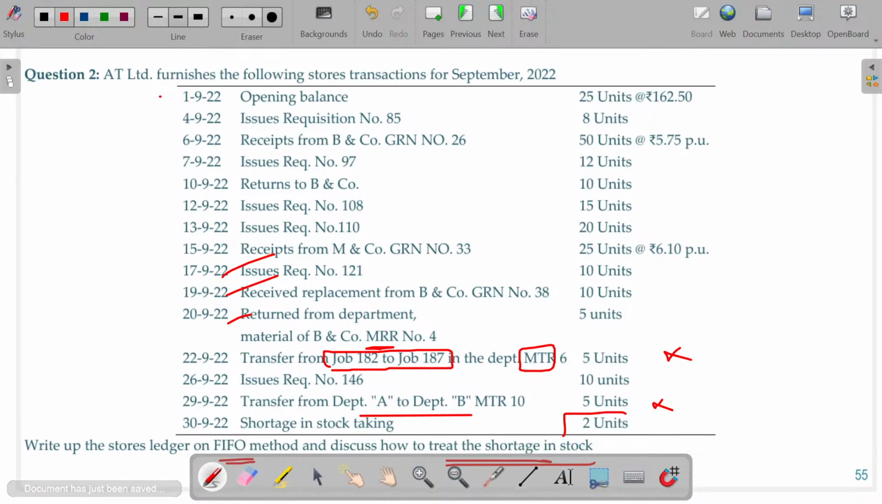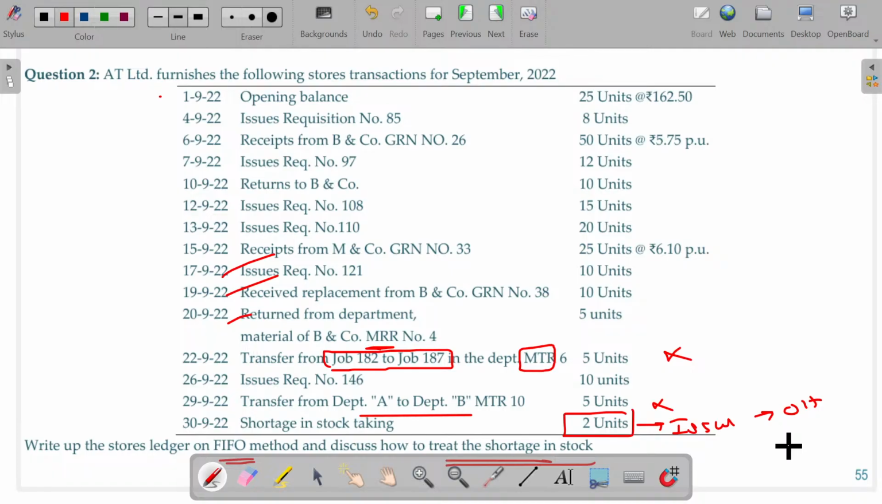Finally, stock taking: 2 units shortage. Shortage is treated as an issue and priced at the FIFO model, first in, first out. So the first rate will be used for this. Shortage is a part of overhead, and can be transferred to the overhead if it is a normal scenario. That's how you can view it.